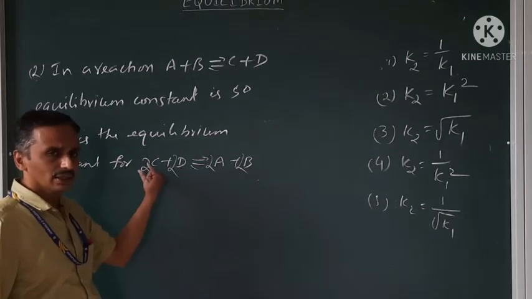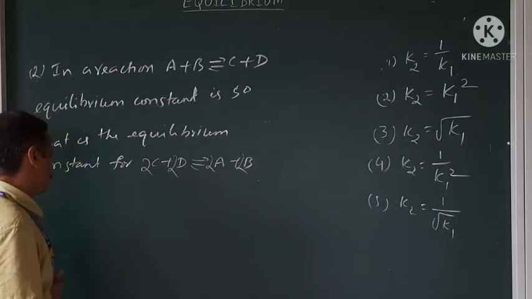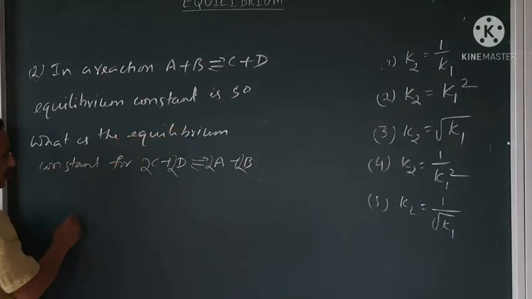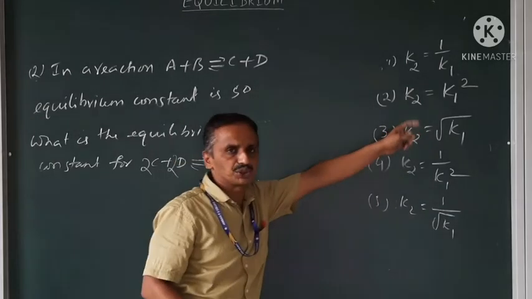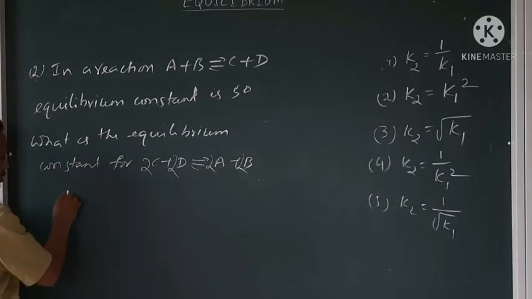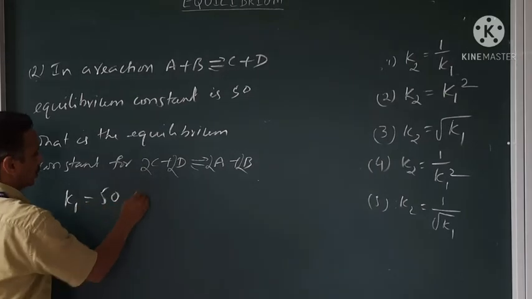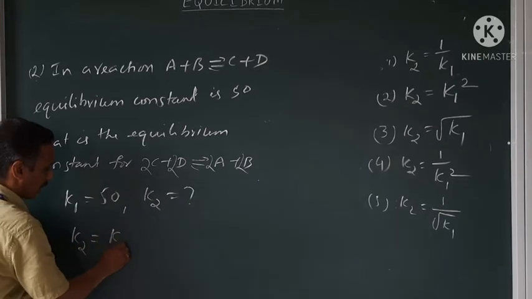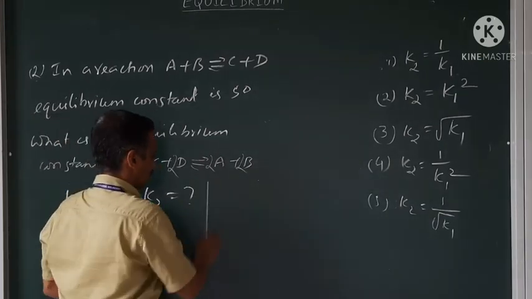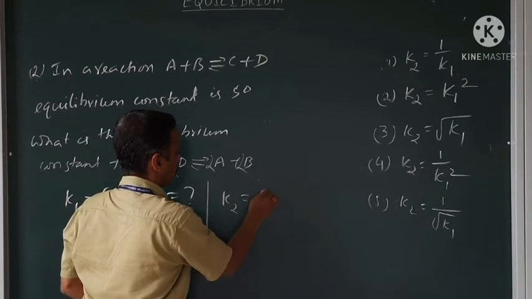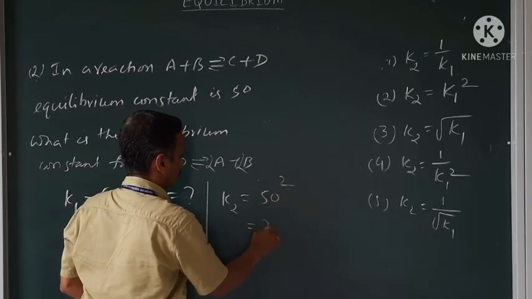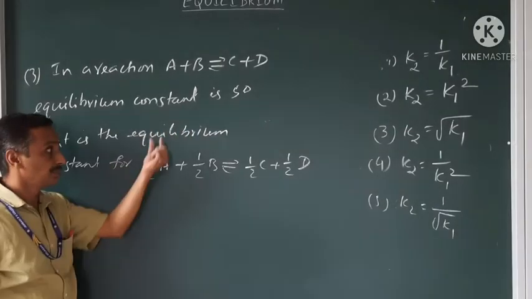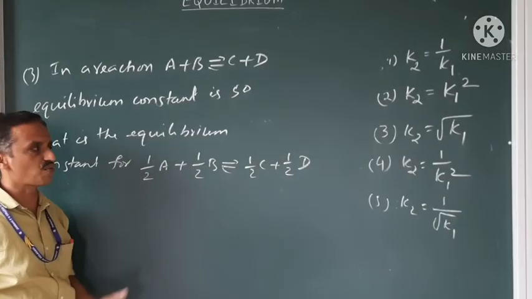What I did? I just doubled the concentrations. So I have to use the second formula. K2 is equal to K1 square, because I am doubling the concentrations. So K1 is 50, given. K2 you have to calculate. The relation is K2 is equal to K1 square. That means K2 is equal to 50 square, which is equal to 2500.